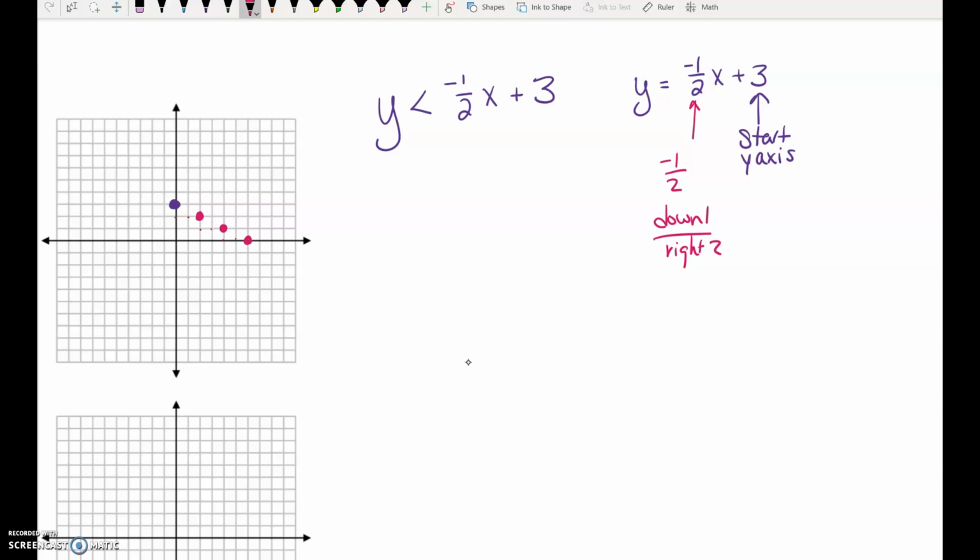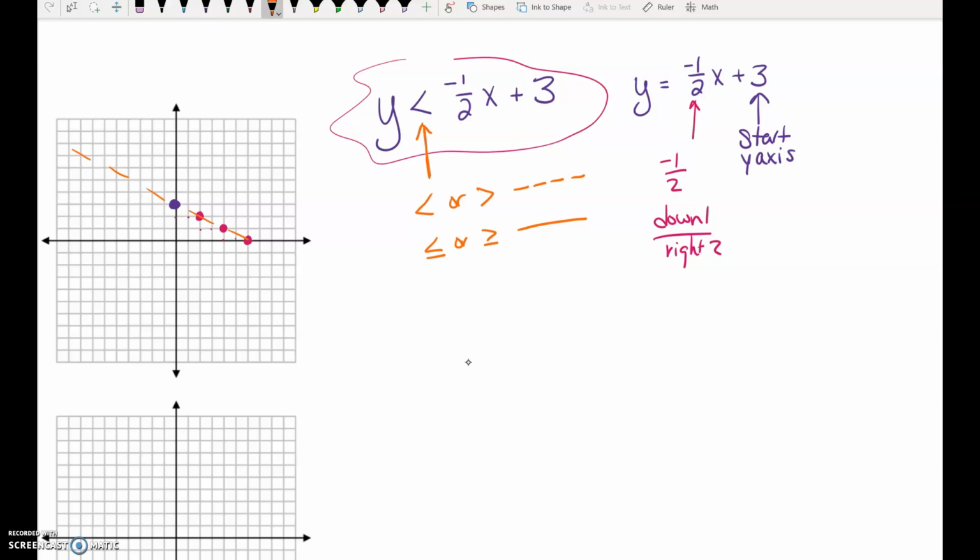So we start graphing this by graphing the line. Then we need to think about, what does this symbol mean? If it's a less than or a greater than symbol, we're going to use a dashed line. If it's a less than or equal to or greater than or equal to, we're going to use a solid line. So this is a less than, we're going to use a dashed line. Then we have to think about shading.